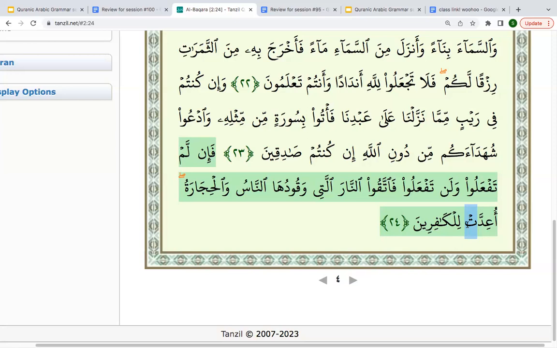Look at the beginning, you dissect the beginning and the end of the word. We dissect the word throughout. We look at each and every letter, each and every haraka.